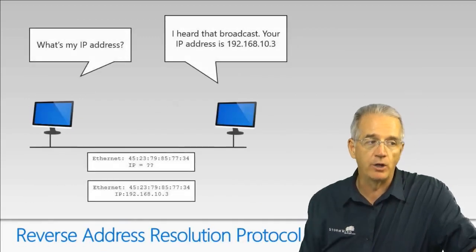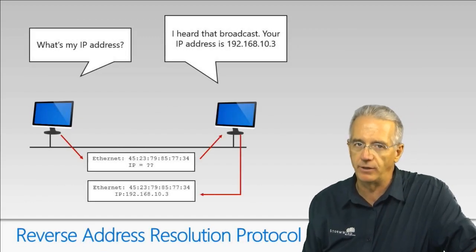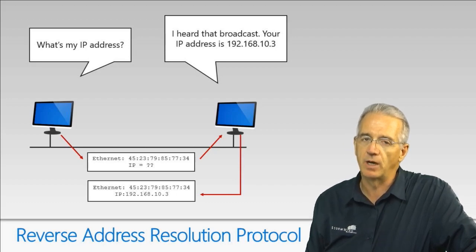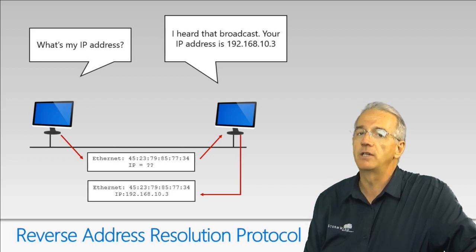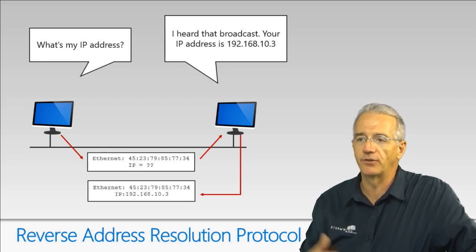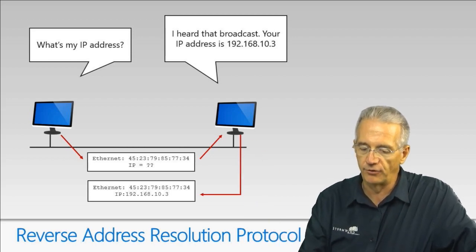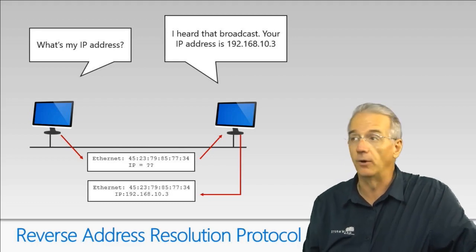Reverse ARP is if I know my MAC address, but I don't know my IP address. This was sort of a precursor to the BootP protocol, where I would have machines that say, help, I need an IP address, and it sort of kind of does it a real similar way as this goes.